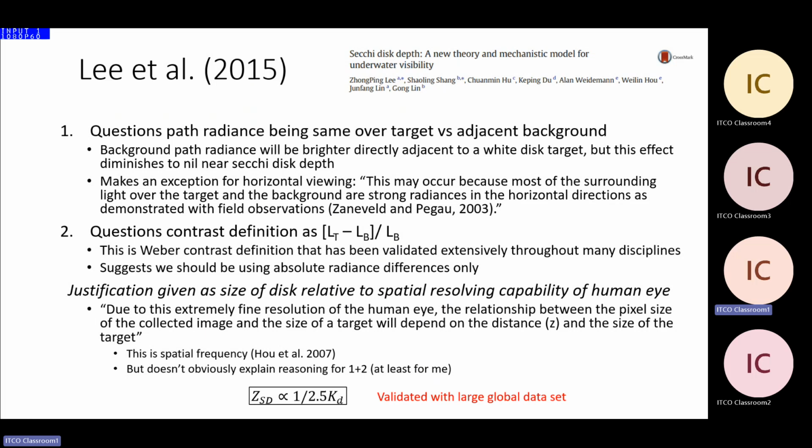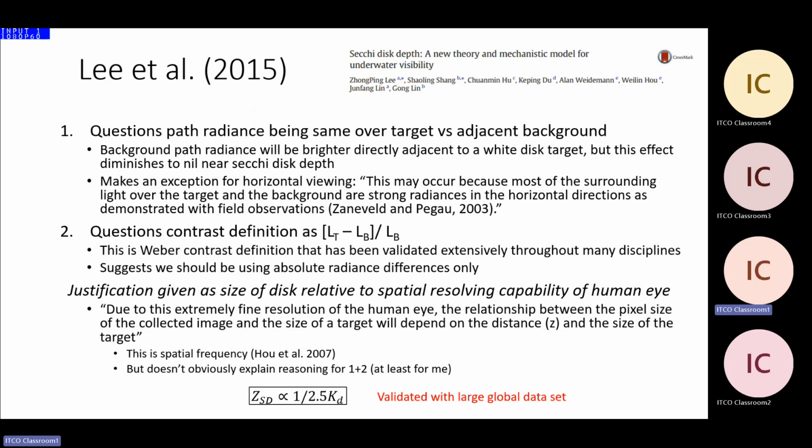Then there are issues with the size of the disk relative to the spatial resolving capability of the human eye. But there are approaches that complement contrast reduction theory, as I'll show in a second, where you can take into account the size of the target. And this in particular doesn't obviously explain the reasoning for 1 and 2 for me.